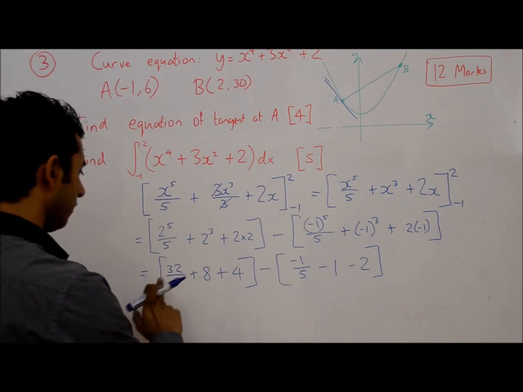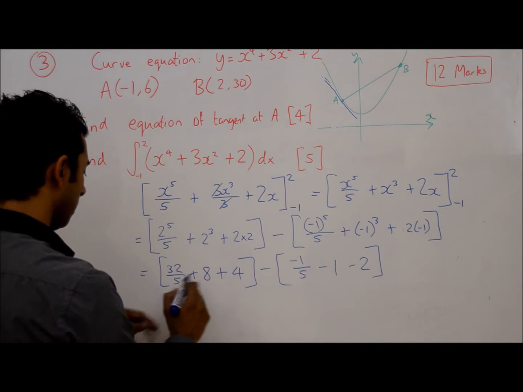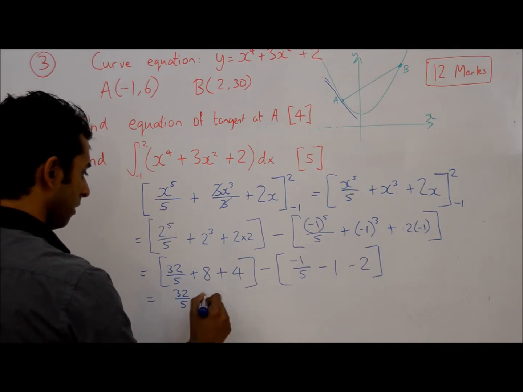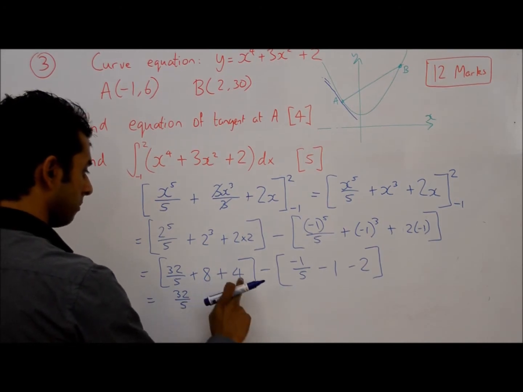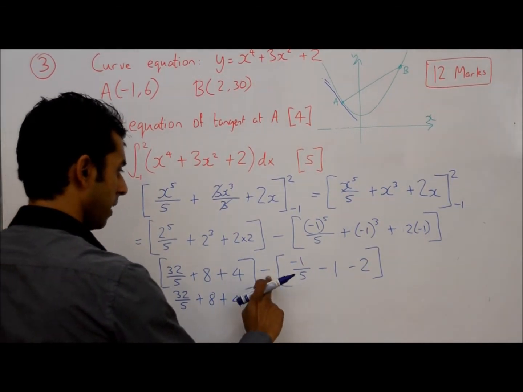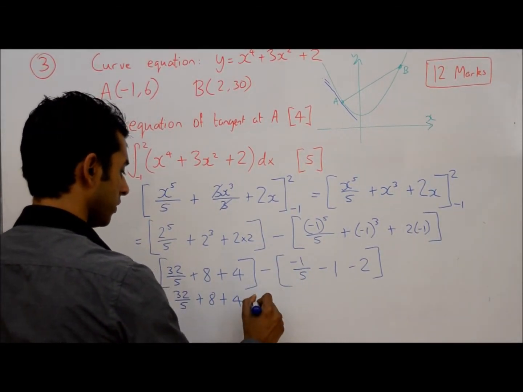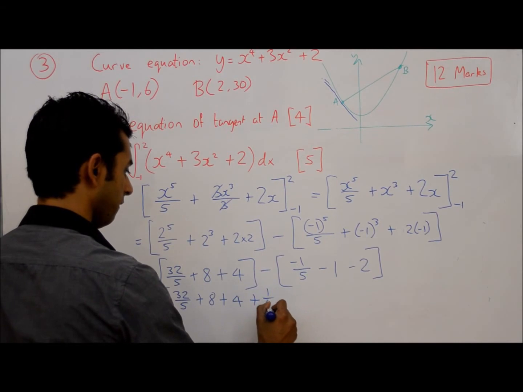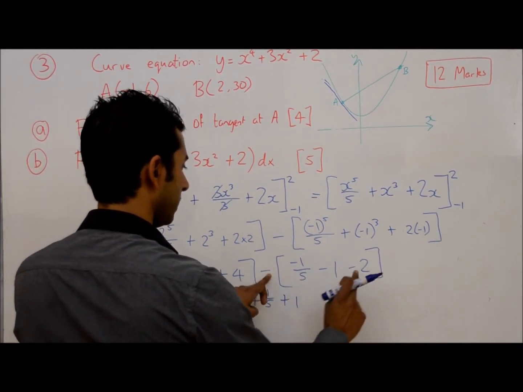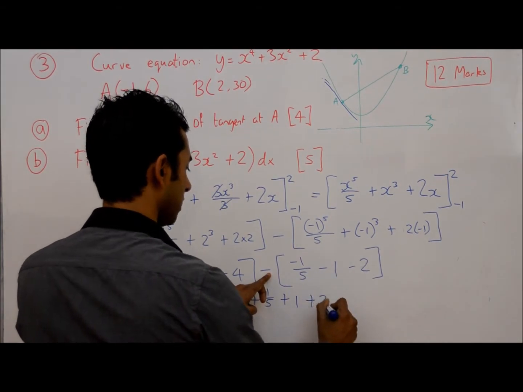Now let's get rid of the brackets. So I'll copy out the first bracket exactly as it is, 32 over 5, and then plus 8 plus 4. And then it's going to be minus 1/5, so that's going to be plus 1/5. Minus 1, so plus 1, and minus 2, so plus 2.